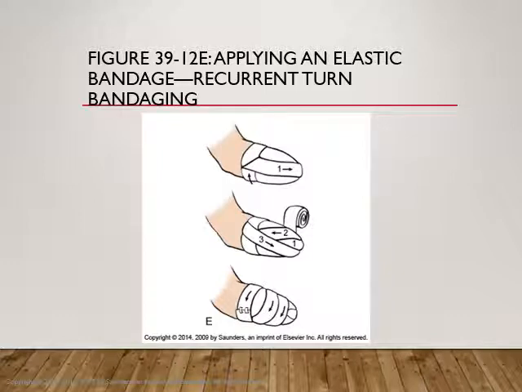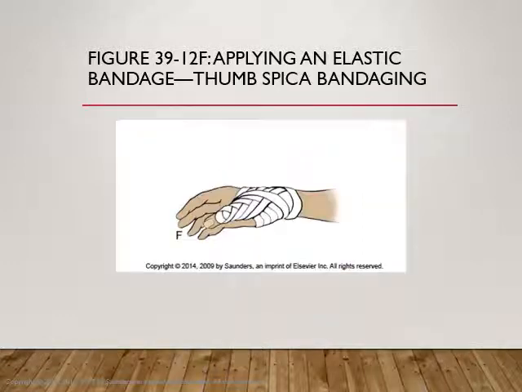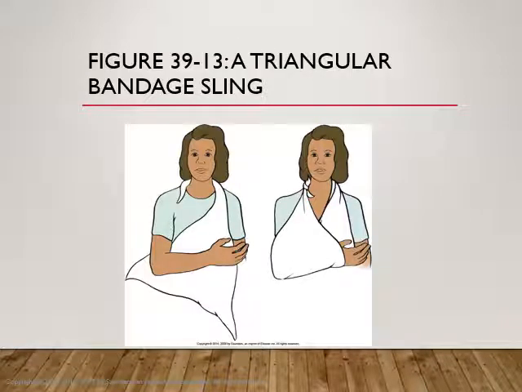Figure 39-12E, applying an elastic bandage, recurrent turn bandages. Figure 39-12F, applying an elastic bandage, thumb spica bandaging. Figure 39-13, a triangular bandage sling.